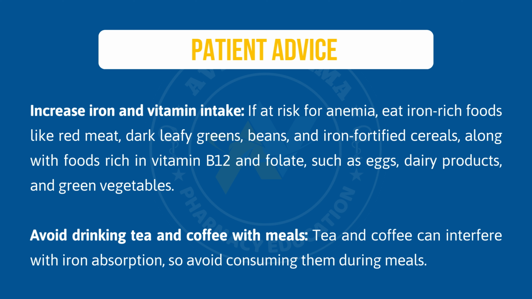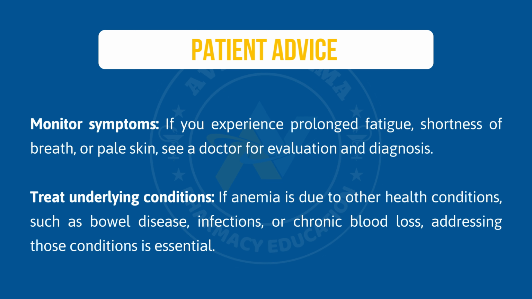Avoid drinking tea and coffee with meals. Tea and coffee can interfere with iron absorption, so avoid consuming them during meals. Monitor symptoms. If you experience prolonged fatigue, shortness of breath, or pale skin, see a doctor for evaluation and diagnosis. Treat underlying conditions. If anemia is due to other health conditions, such as bowel disease, infections, or chronic blood loss, addressing those conditions is essential.